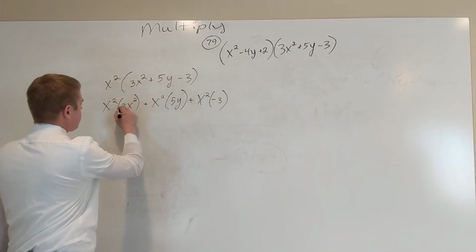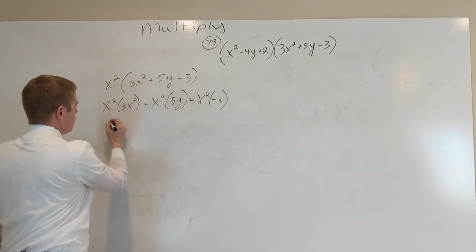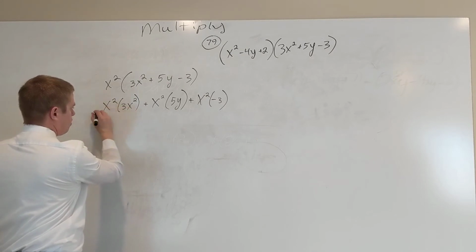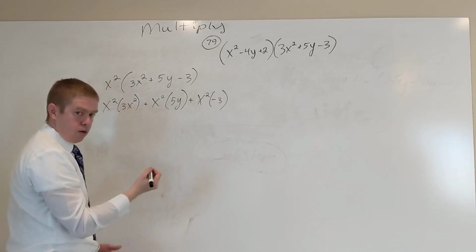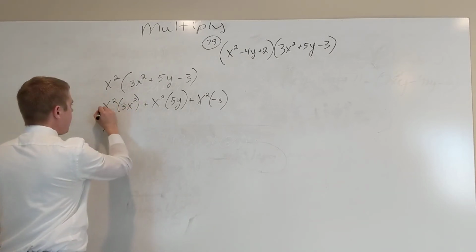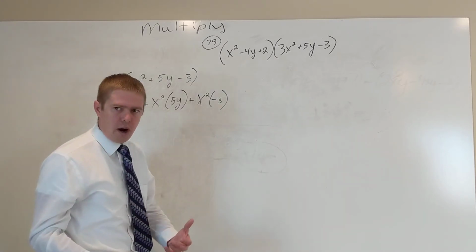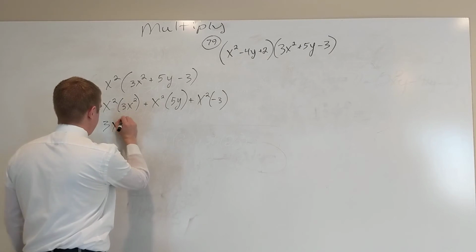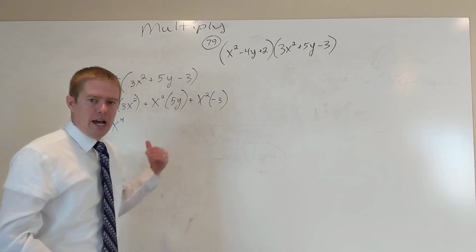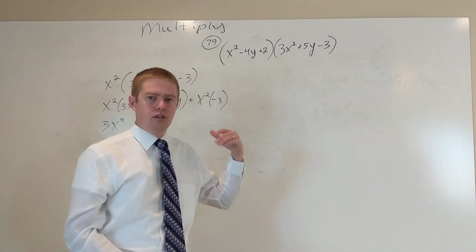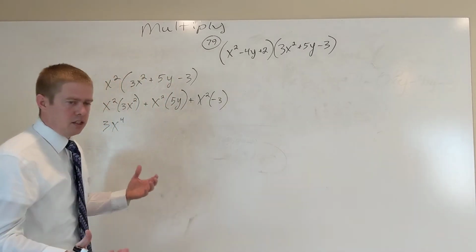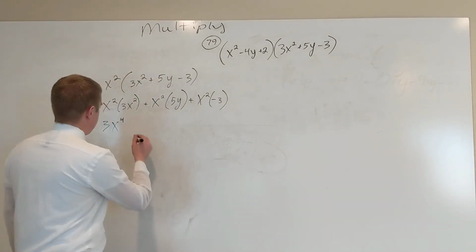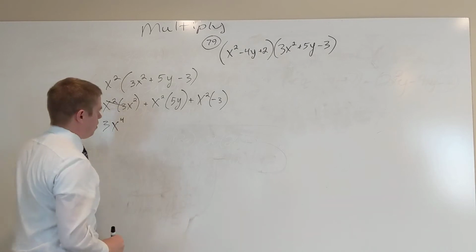So we have x squared times 3x squared. Well, the numbers with numbers, 1 times 3 is 3. x squared times x squared, we end up getting x to the 4th. We have x to the 2 times x to the 2, which is x to the 2 plus 2. And then we say, okay, that takes care of those.